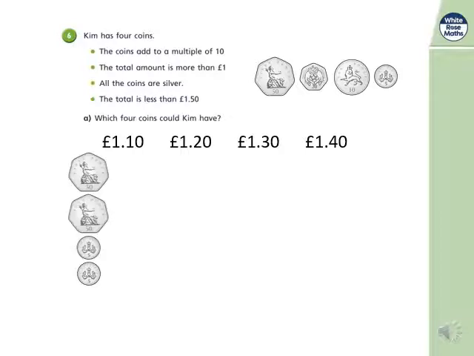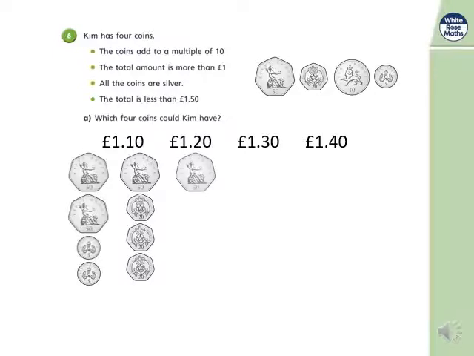There was a second possibility to make £1.10 as well. 50p, 20p, 20p and another 20p. Again, 4 coins, all silver, to make that total. To make £1.20, we could have used a 50p, another 50p, a 10p and a 10p.